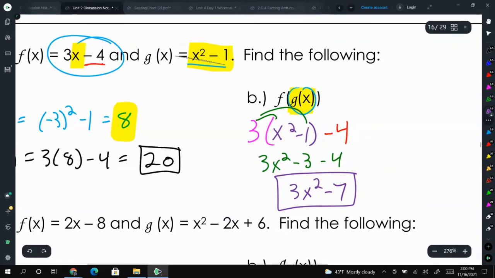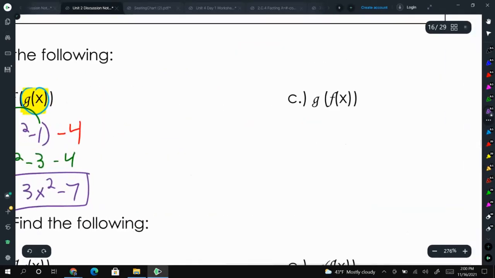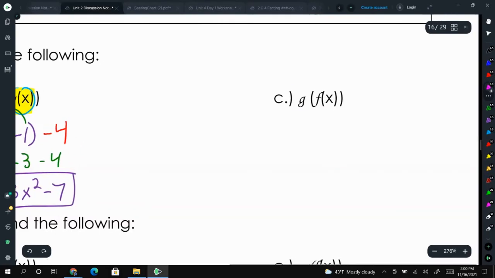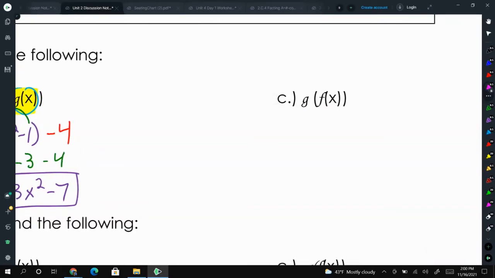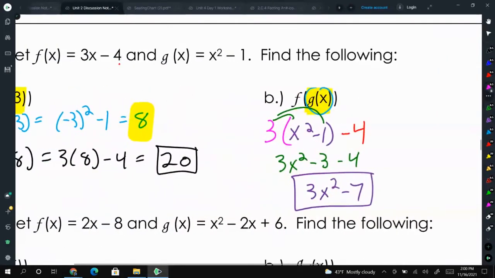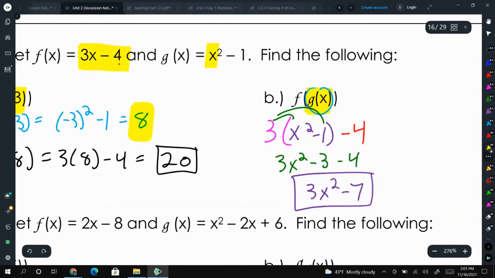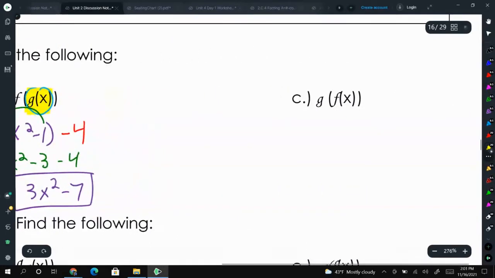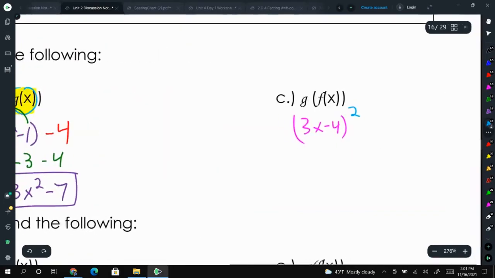Now, the next one has us going in reverse. It's g of f of x. So I'm going to start by rewriting g. g is x squared minus 1, but instead of writing x, I'm going to write f of x. So this is going to be 3x minus 4, squared. And then g of x also has that minus 1.